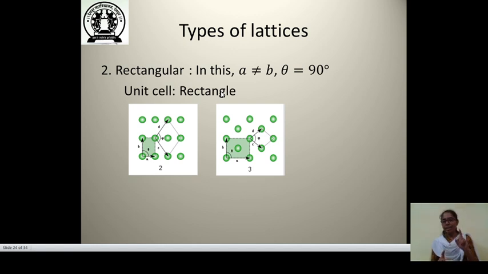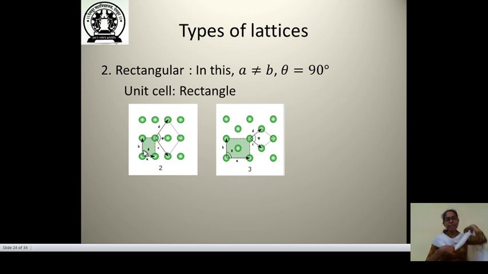I said in the last lecture that there are actually five different crystal systems, but they get together and we get four crystal systems. The five comes from the rectangular crystal system, in which two systems are there. Just consider this one. Here A is not equal to B and theta is equal to 90 degrees. Here A is small and B is bigger, so A is not equal to B, but the angle between them is 90 degrees. This is the rectangle.